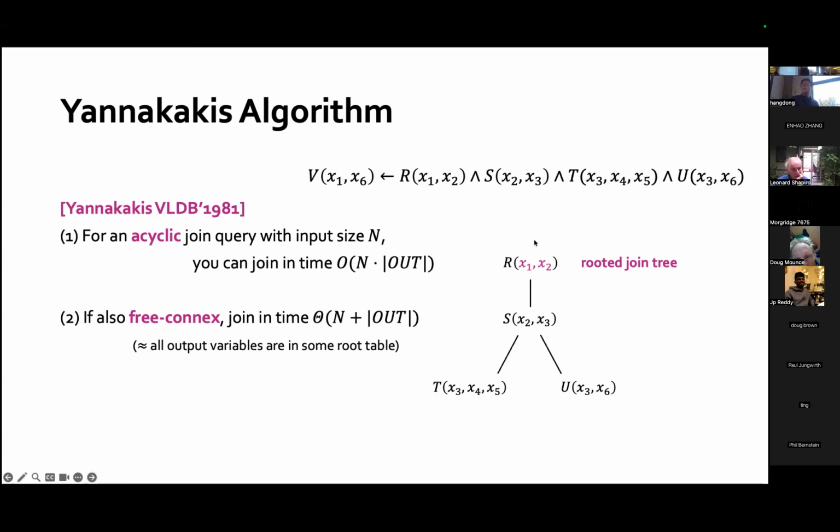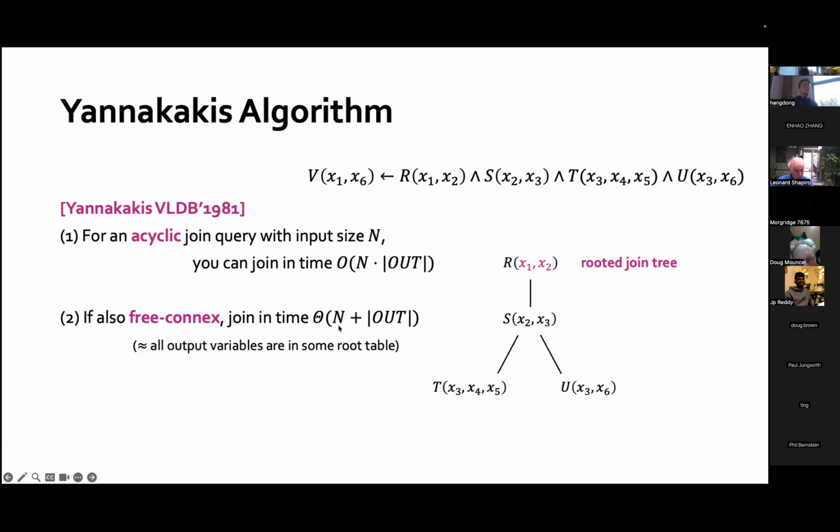Okay. And then obviously if the query only asks for x1 and x2, this is free-connex because rooting at R suffices to cover both x1 and x2. And then Yannakakis algorithm has this stronger version that says if it's acyclic and in addition free-connex, then you can run it in a runtime of input plus output time.